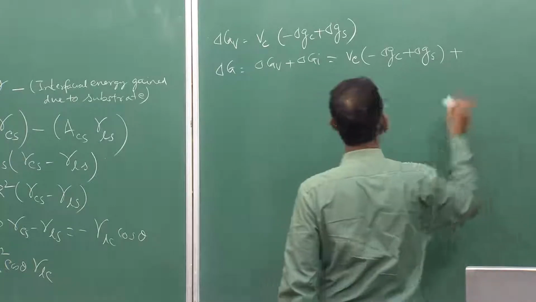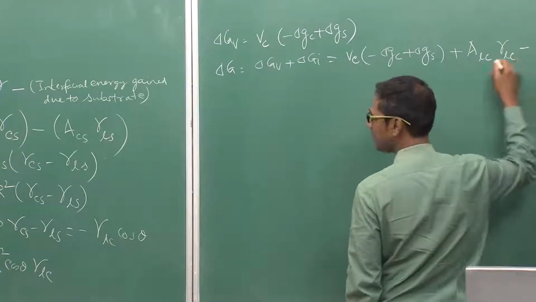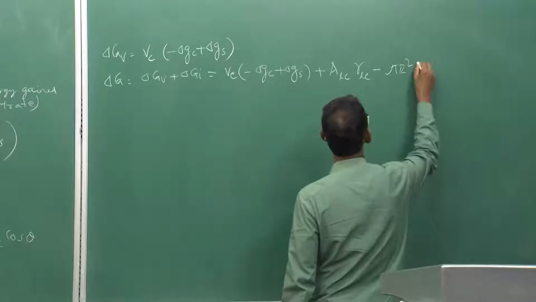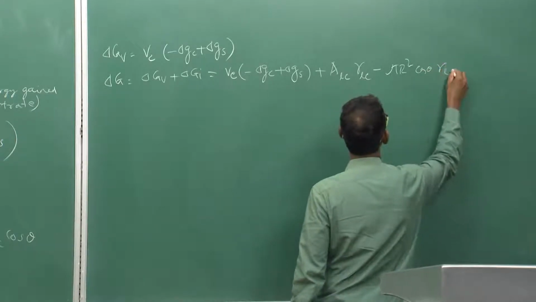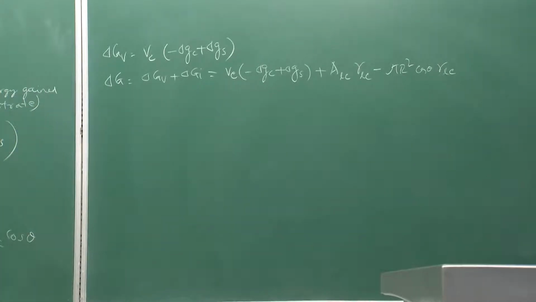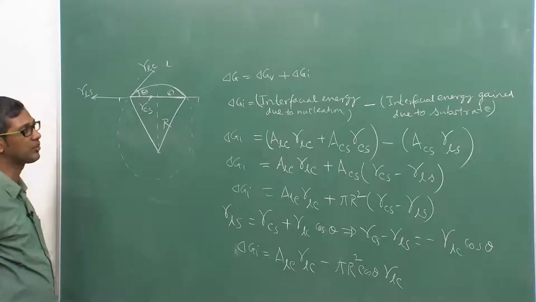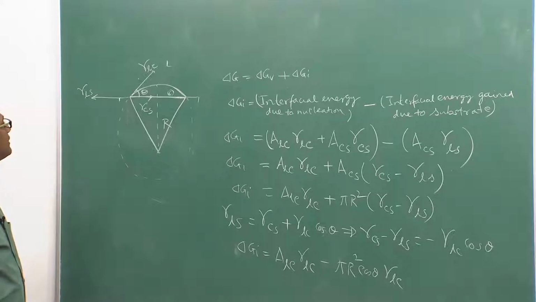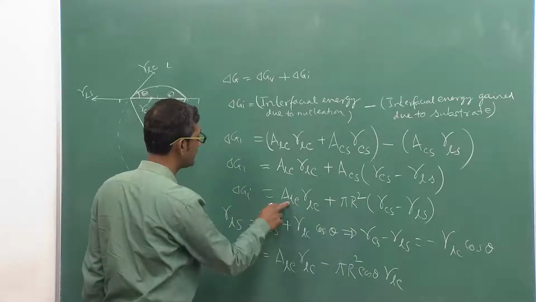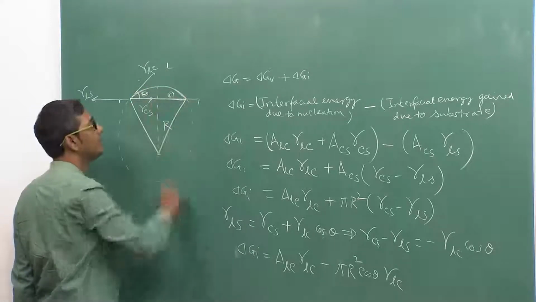And delta G_I is this: A_LC gamma_LC minus pi r square cos theta gamma_LC. So that's my final equation. Now what do I need to know from the geometric construction? I need the surface area between the crystal and the liquid, A_LC, the cap surface area, and the volume.